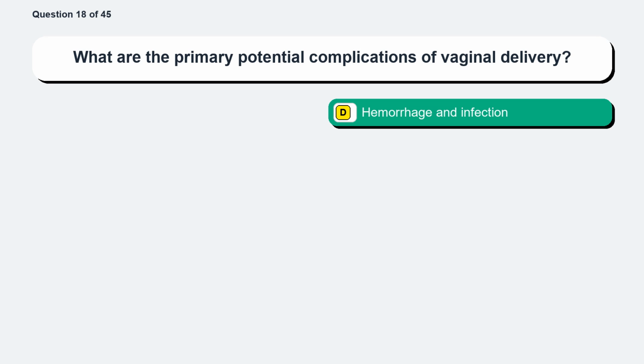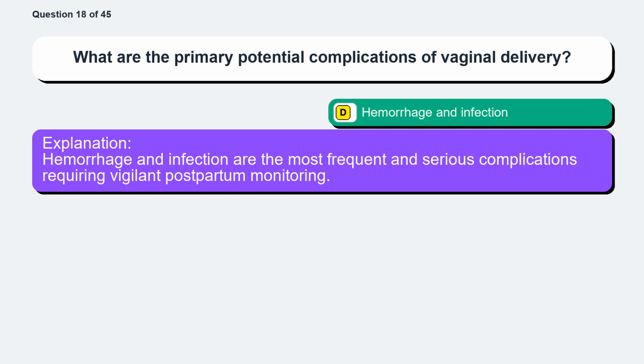The correct answer is option D, hemorrhage and infection. Hemorrhage and infection are the most frequent and serious complications requiring vigilant postpartum monitoring.